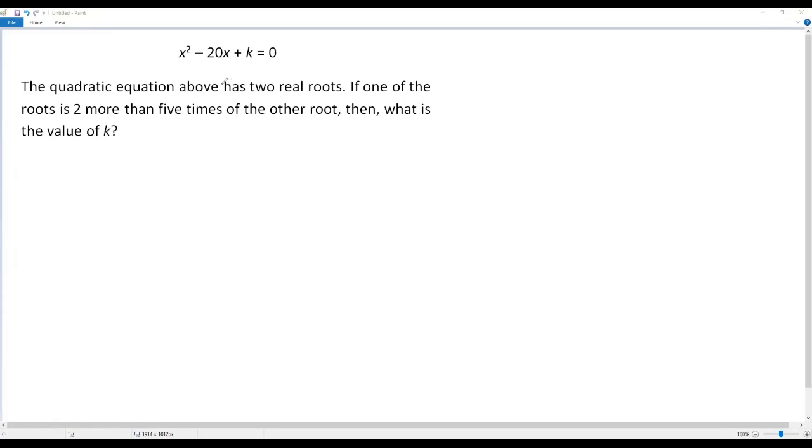x squared minus 20x plus k equals 0. The quadratic equation above has two real roots. If one of the roots is 2 more than 5 times the other root, what is the value of k? We have to find the value of k, the constant in the given quadratic equation.